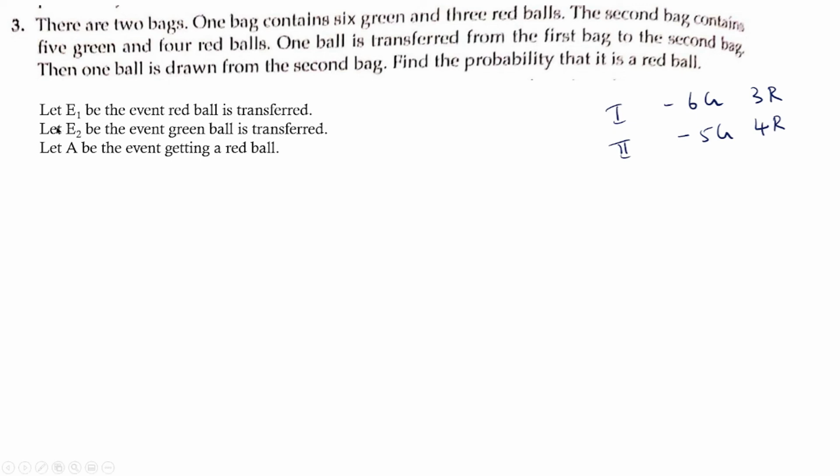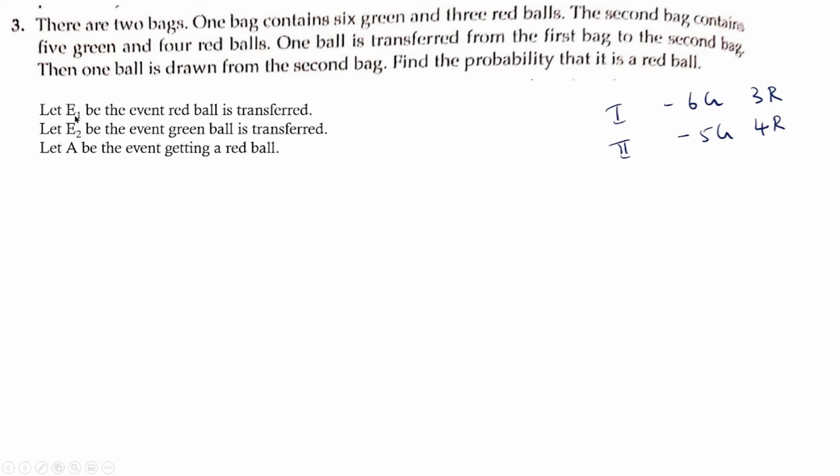So there are two bags. First bag has got 6 green and 3 red balls. The second bag has got 5 green and 4 red balls. One ball is transferred from the first bag to the second bag, and then one ball is drawn from the second bag. We need to find the probability that it is a red ball. So let us take, let E1 be the event, red ball is transferred, and let E2 be the event, green ball is transferred. And let A be the event getting a red ball.